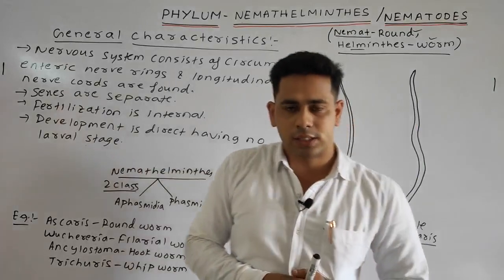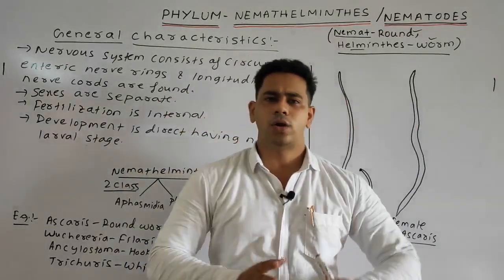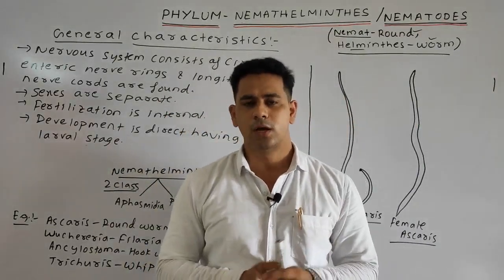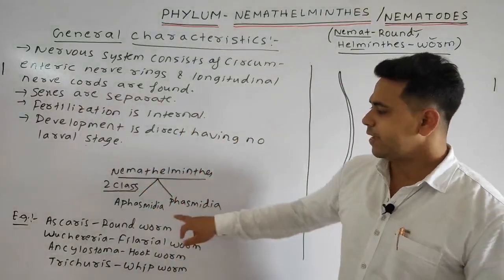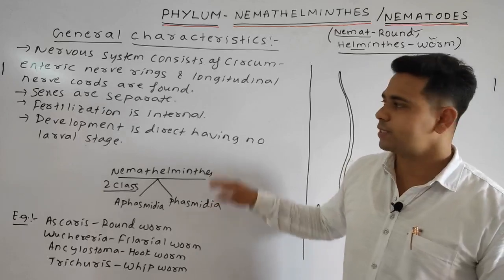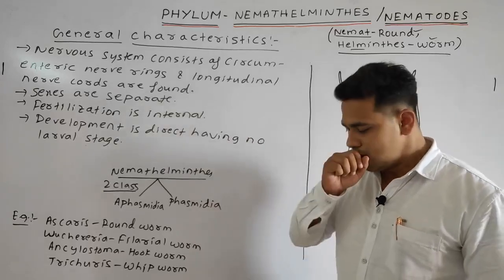Next, what are the two classes? As I always say, the classes are not important for you, they are not in the syllabus, but I am telling you only for your knowledge. It consists of two classes, Aphasmidia and Phasmidia. And we can also discuss some common examples.